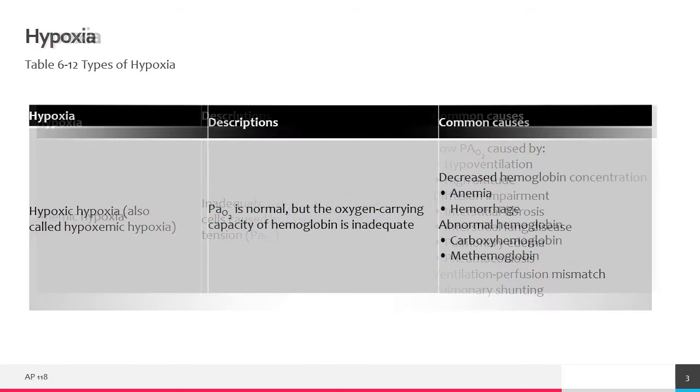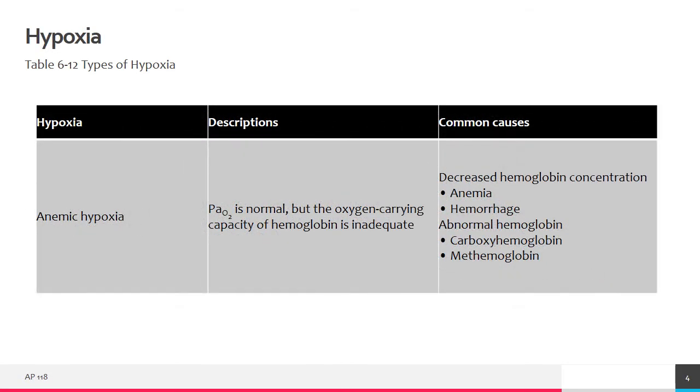Next, anemic hypoxia. In this type of hypoxia, the oxygen tension in the arterial blood is normal, but the oxygen carrying capacity of the blood is low. This form of hypoxia can develop from two things: not enough hemoglobin in the blood, or a deficiency in the ability of the hemoglobin to carry oxygen, like carbon monoxide poisoning or methemoglobinemia.